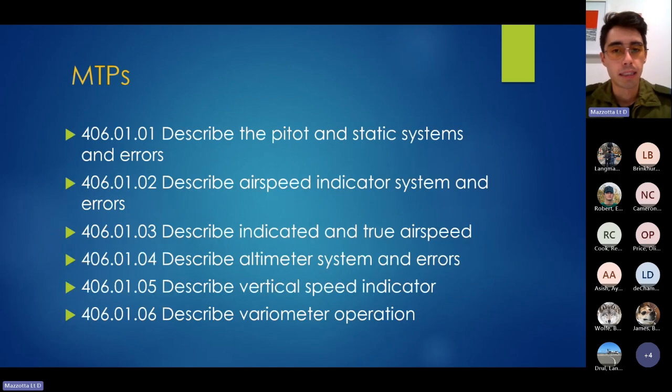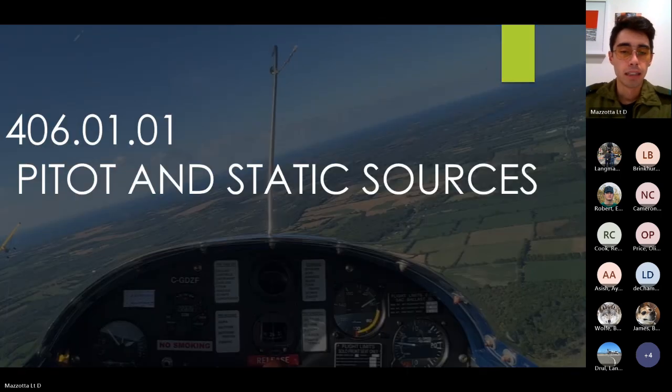The main teaching points we're going to go over for this class are the pitot and static systems and errors, describe the airspeed indicator system and its errors, describe indicated and true airspeed, describe the altimeter system and its errors, and describe the VSI and describe the variometer. So first things first, we're going to talk about the pitot and the static source.